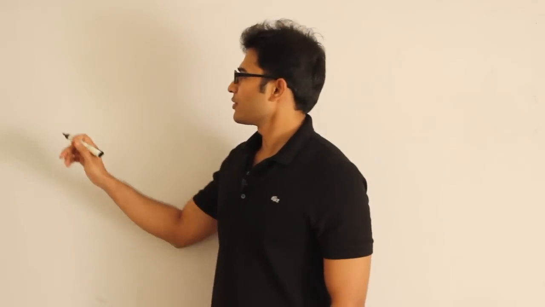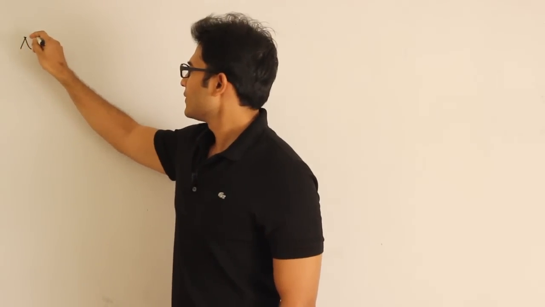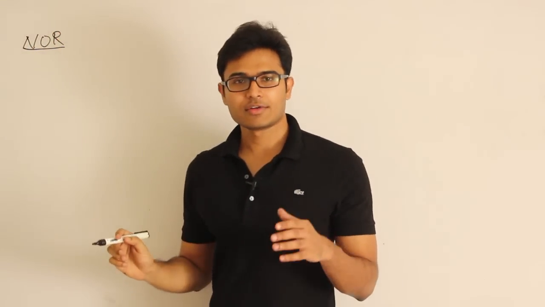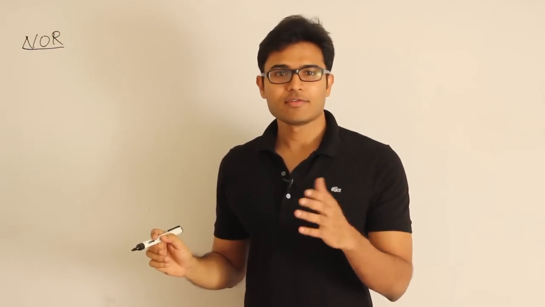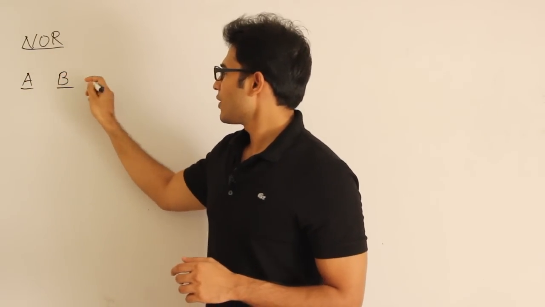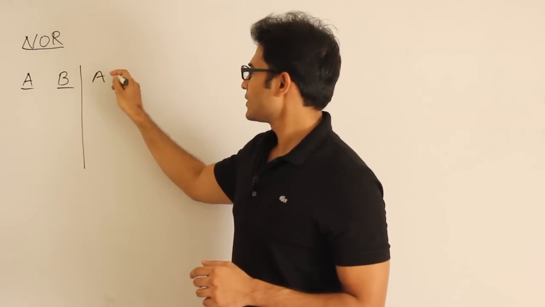Let's see the function NOR. The name itself says that NOR means not OR. So whatever is the output of OR, we take it and we negate it. So if I have A and B, now what NOR is, and it is represented like this.